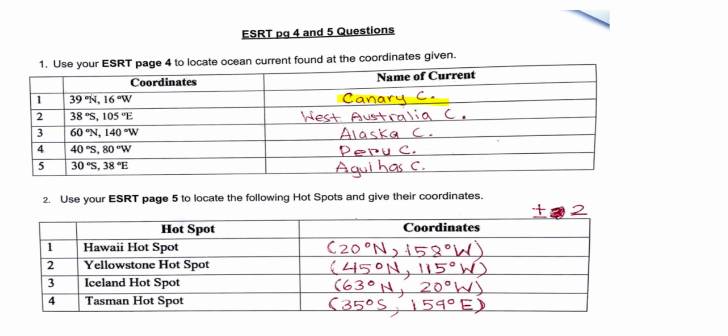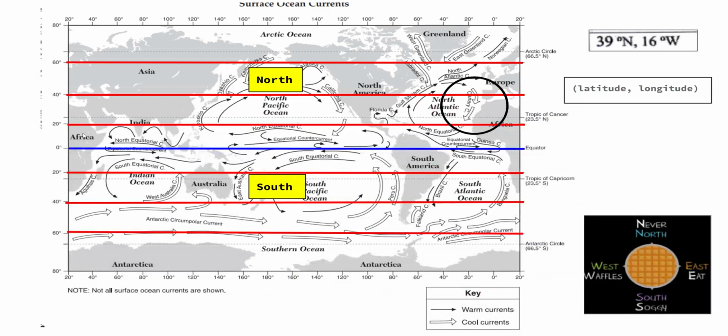So remember, the first number is always the latitude, the horizontal line above and below the equator, or north or south of the equator. And the second number is always the vertical line, the longitude, east or west of the prime meridian. So first, let's look at the horizontal line, our latitude. So remember, this is the equator, 0 degrees, our horizontal line. We always start with that first, our latitude.